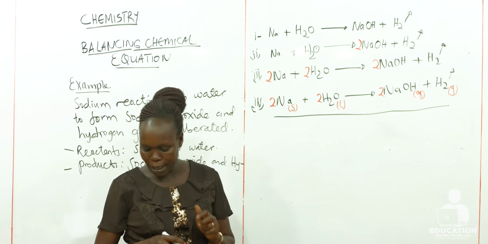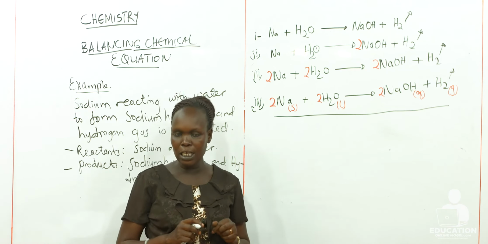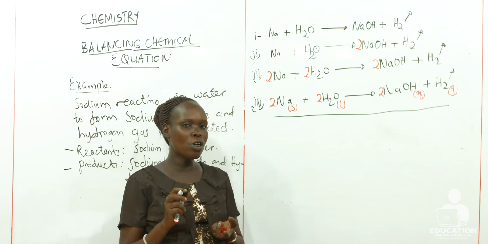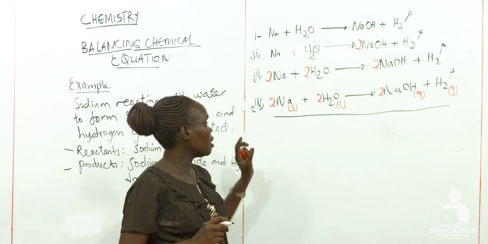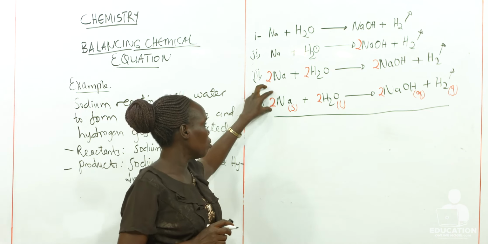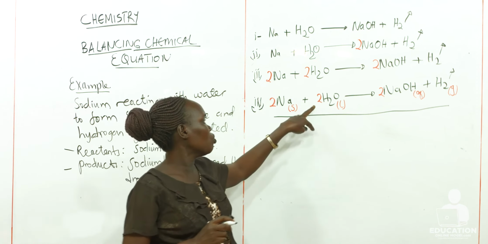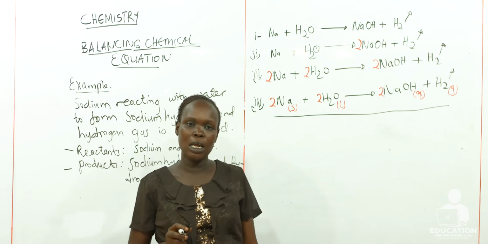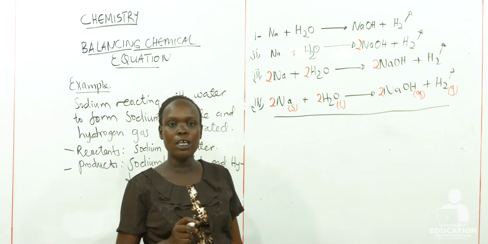We need to remember that the balanced chemical equation helps to indicate the number of moles ratio. So you have seen that here we have 2 moles of sodium and 2 moles of water reacting together. So the mole ratio here is 2 to 2. So also the product side, we can have 2 moles of sodium hydroxide and 1 mole of hydrogen gas. So in this case, the ratio is 2 to 1 at the product side.